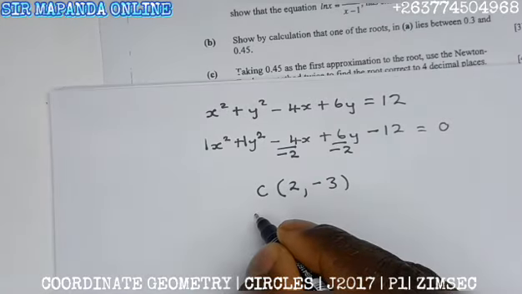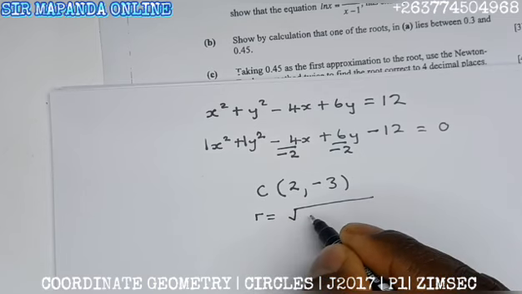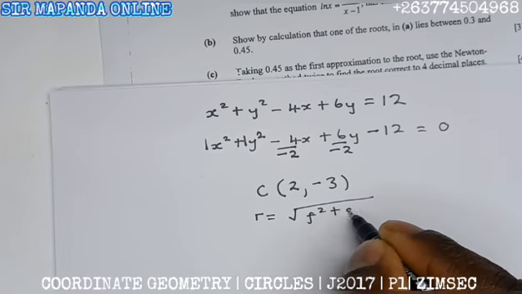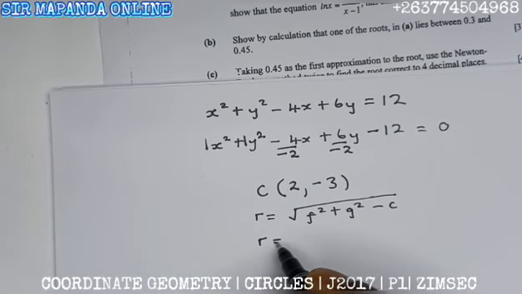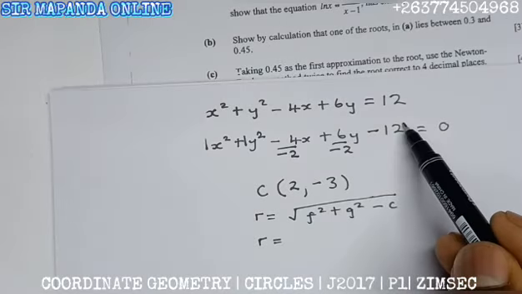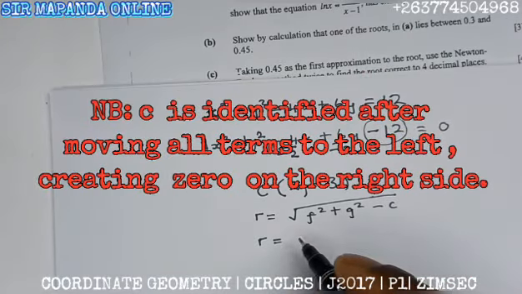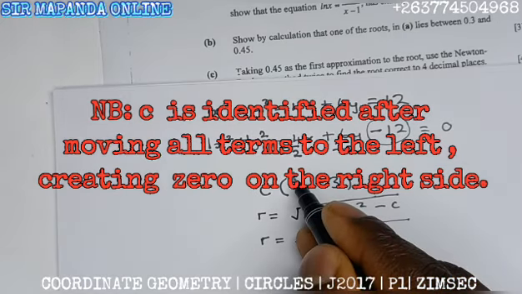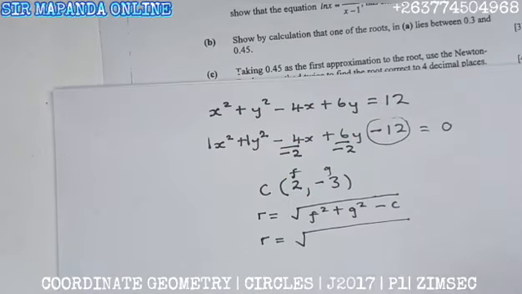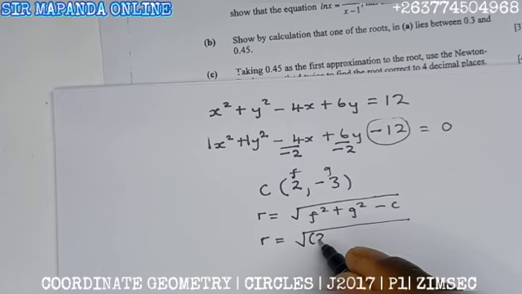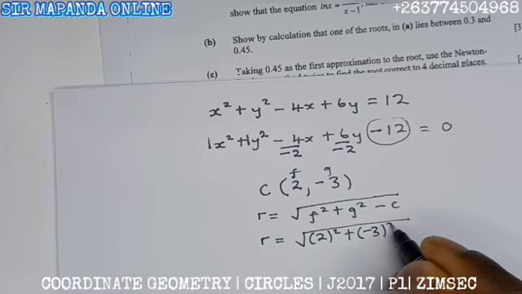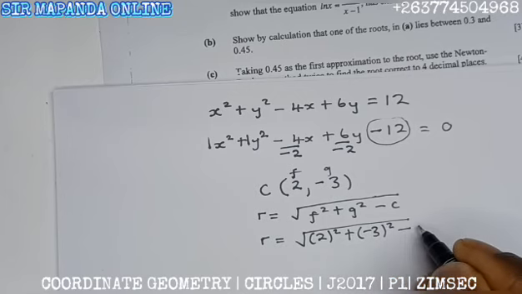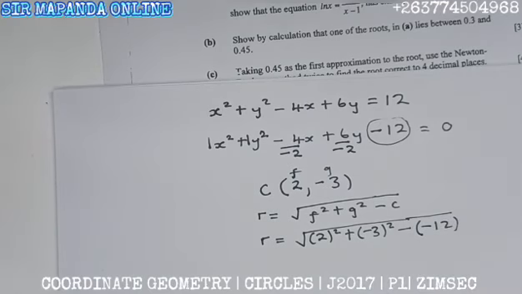Then radius is equal to square root of f squared plus g squared minus c. So what is c? C is the independent term without x. In this case, our c is minus 12. F and g can represent the coordinates of the center. So you are saying 2 squared plus, on g you can put minus 3, then you put squared. Then you write minus, open bracket, then your c is minus 12. I hope you are following.